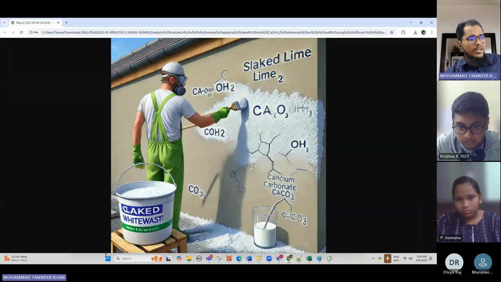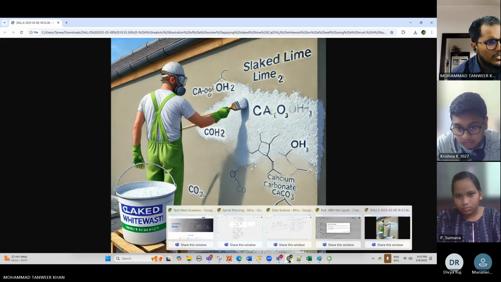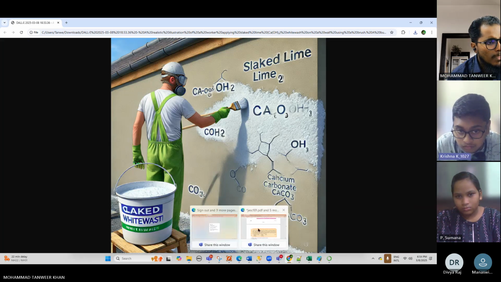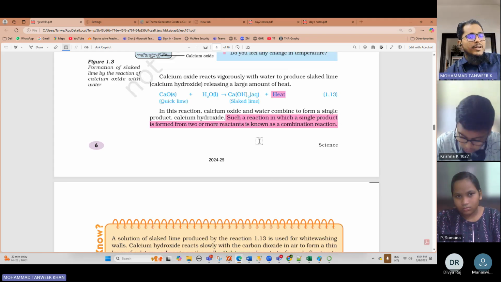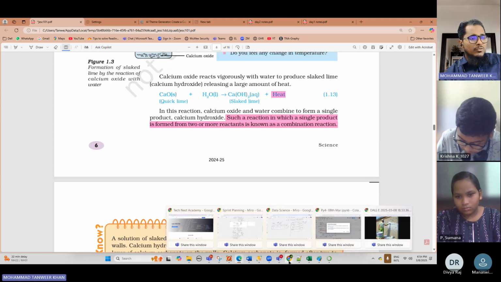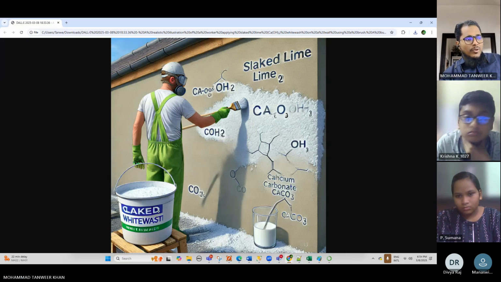See, in a bucket they have added calcium oxide mixed with water. It is giving calcium hydroxide, right? So that is what I'm showing you here. Calcium oxide is mixed with water, and you get white slaked lime in this bucket. Now this is used to paint the wall. This person is painting the wall with the help of this. This is calcium hydroxide. It will be like this only. Okay.